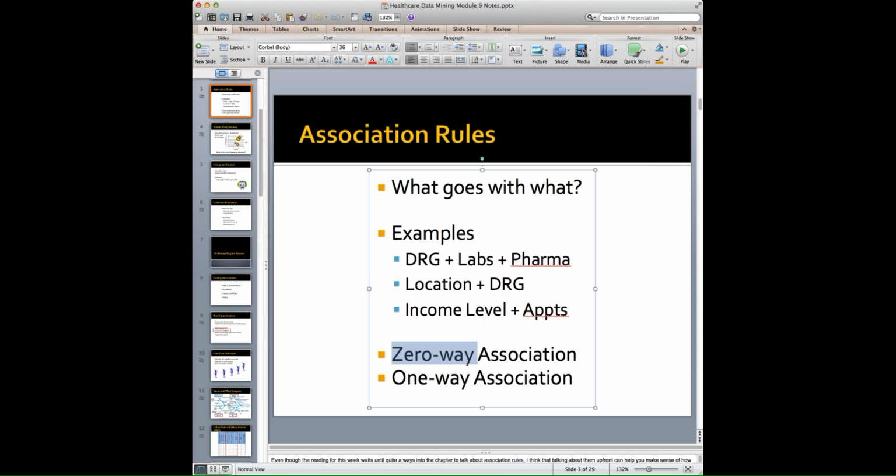So you may have a zero-way association, or a one-way association. You might have a two-way association as well, but that's one of the things to think about as you're looking for these patterns.